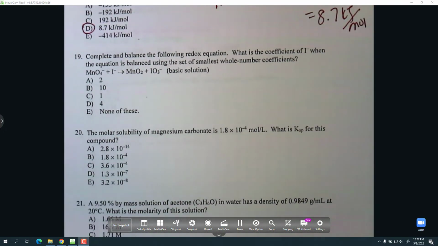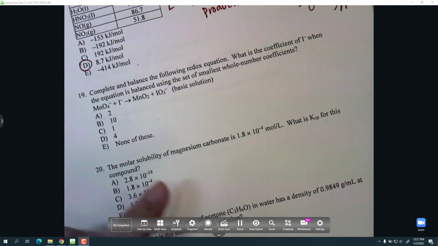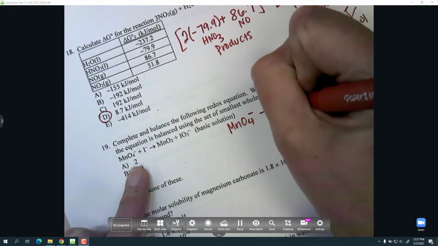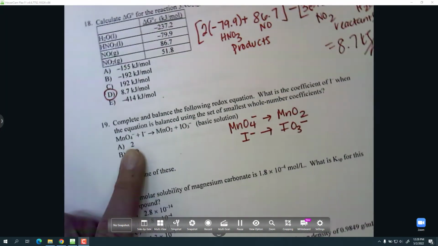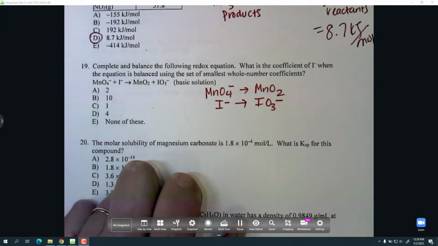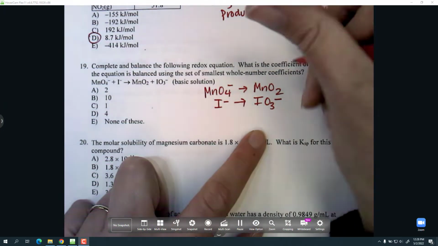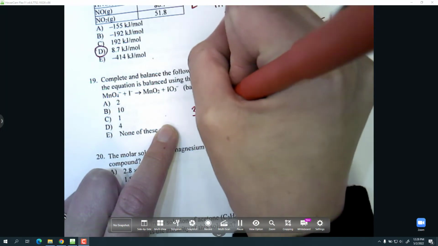Complete and balance the following redox reaction. What is the coefficient of I minus when the equation is balanced with the smallest set of whole number coefficients? Okay. I need to start with half reactions. So I started by separating my manganese into one and my iodine into the other. Then I need to balance oxygen with water. First I balance anything that's not oxygen or hydrogen, but there's just one manganese in each, one iodine in each, so that's good. Then balance my waters, 2 H2O down here, 3 H2O down here.